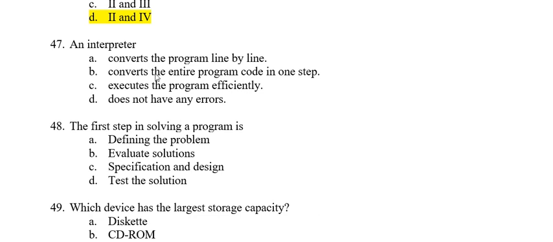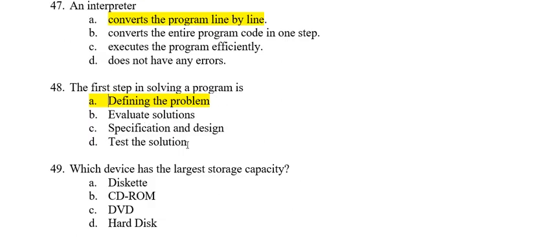Okay. Answer is an interpreter. The answer for this one is this one here. Convert the program line by line. Line by line. Okay. So 48. The first step in solving a problem is to define the problem first, and then you go on. Define a problem. Then you create your algorithms and so on.